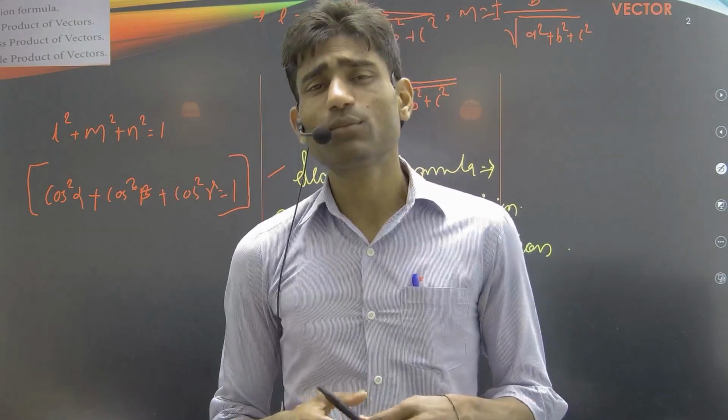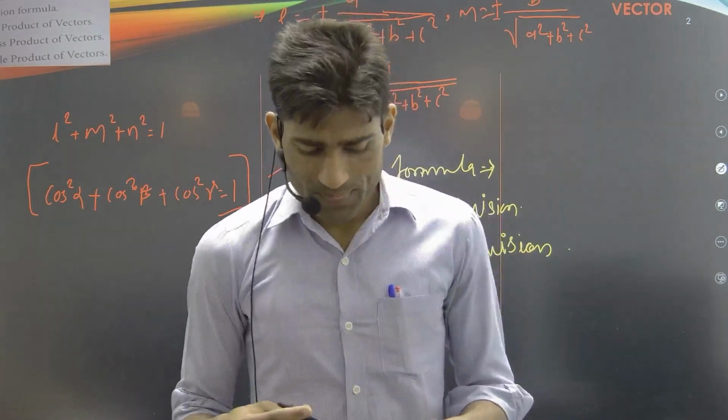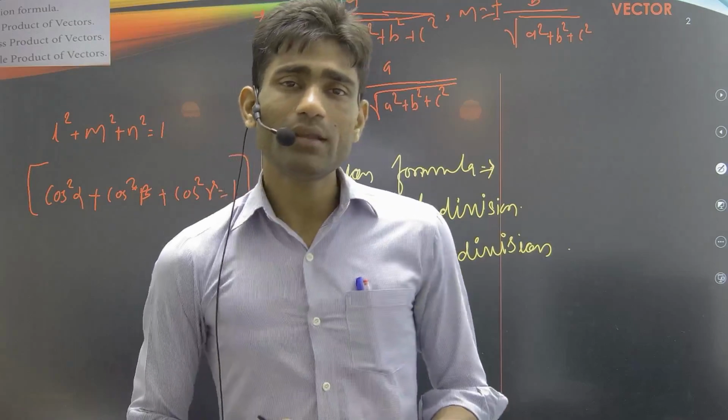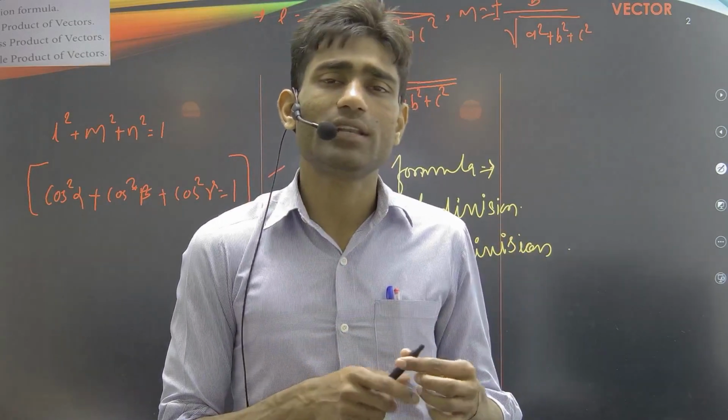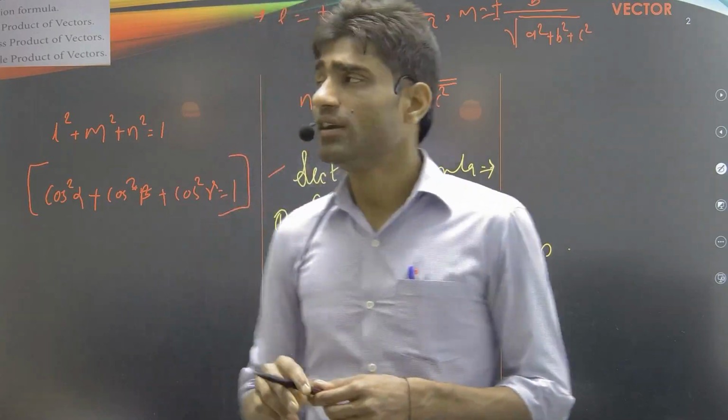Similar is the section formula for external division. If you have line segment AB, and any point which divides our line segment AB externally, we consider it as the external division.